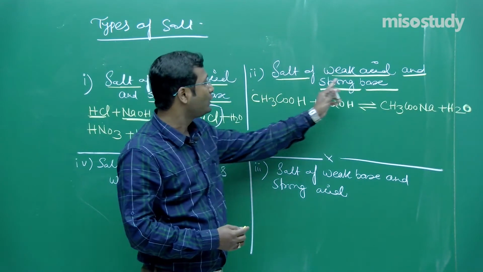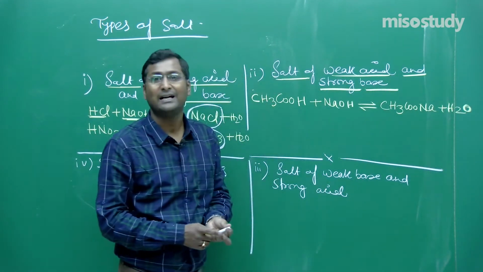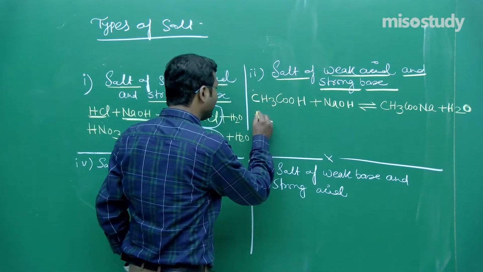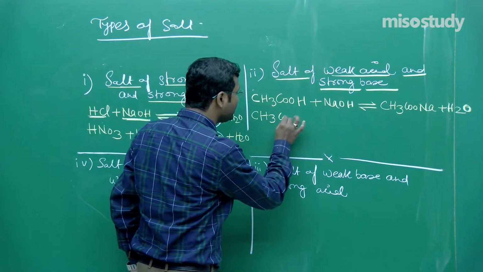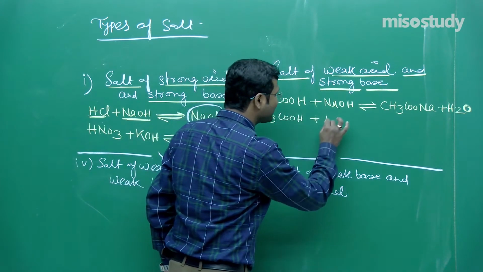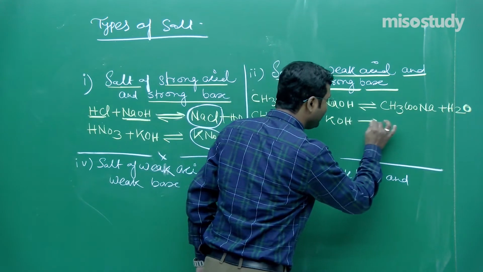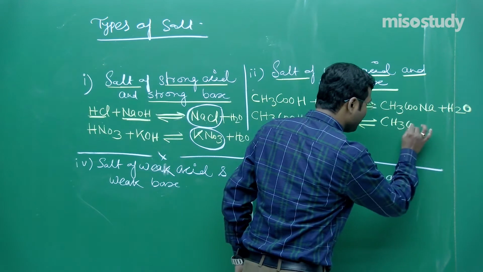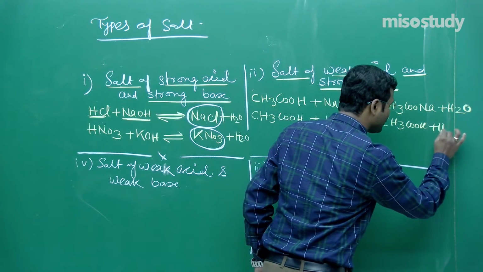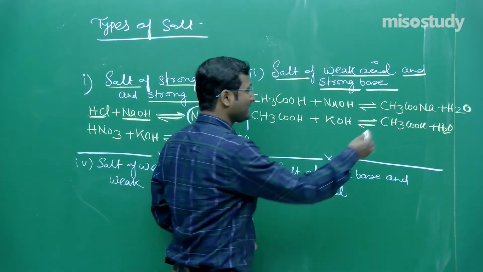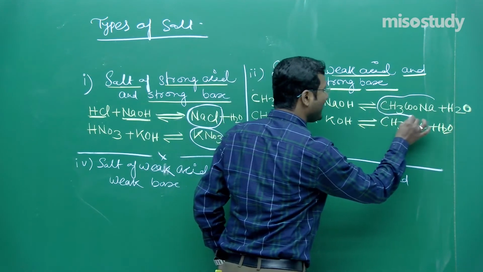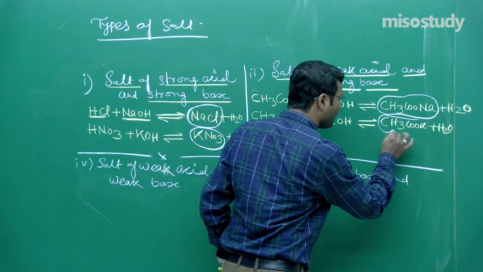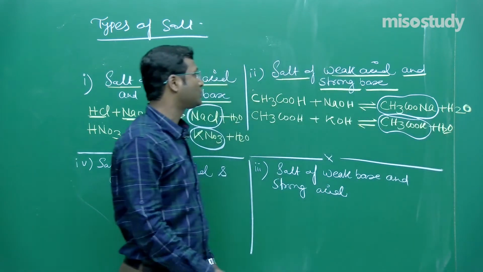This is the salt of weak acid and strong base. You can take another example. Lots of examples are there. If I write like this, CH3COOH plus KOH, then what will happen? It will give CH3COOK plus H2O. So this is the salt of weak acid and strong base.